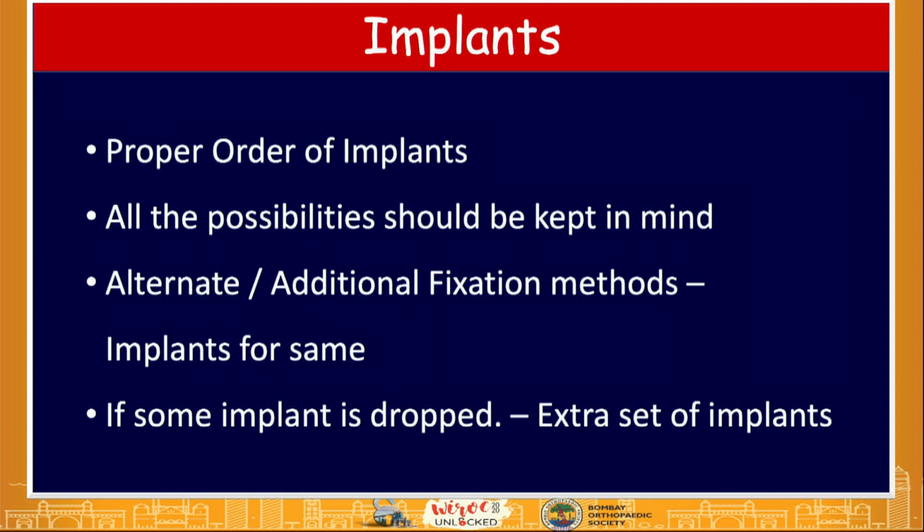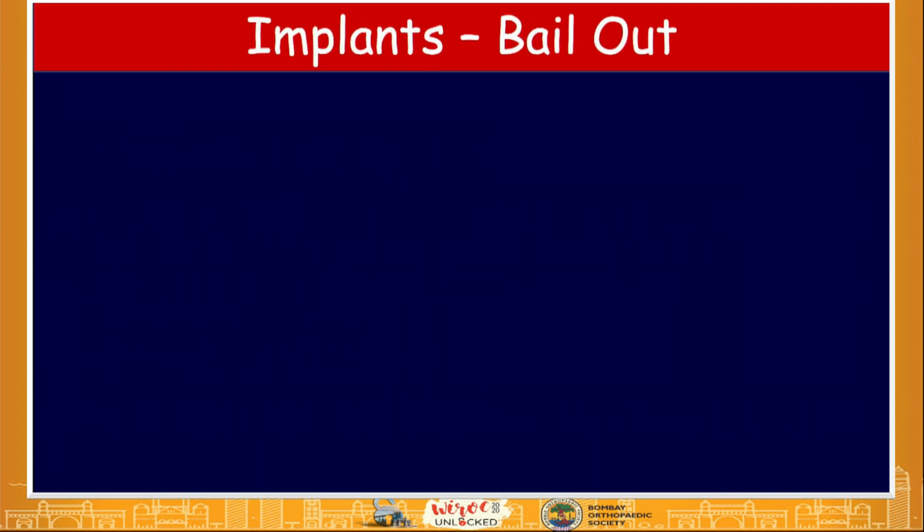Like if I am doing a DHS or a PFN, the bailout implants also should be available. The alternate additional fixation methods also should be kept as a standby. And if some implants are dropped, the flash autoclave facility should be there.